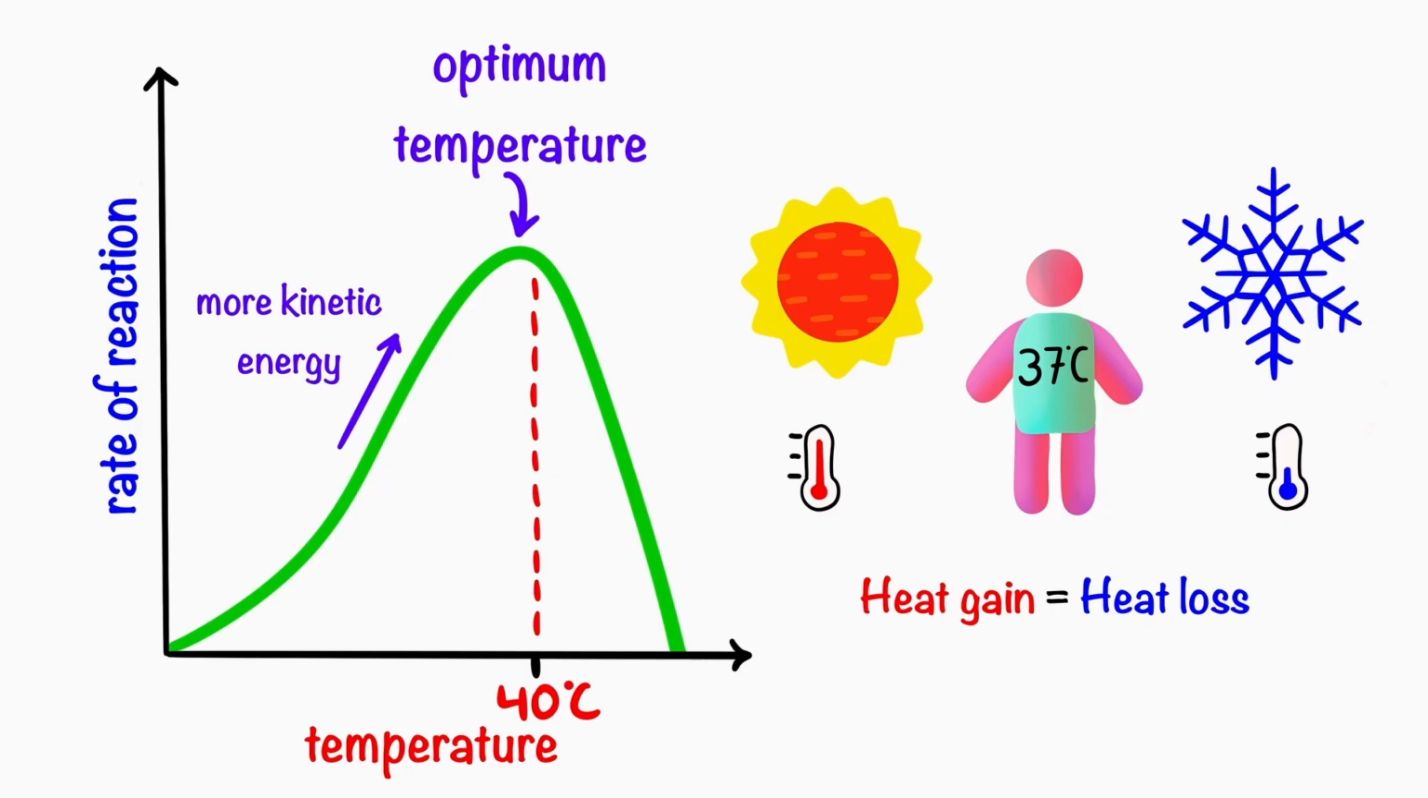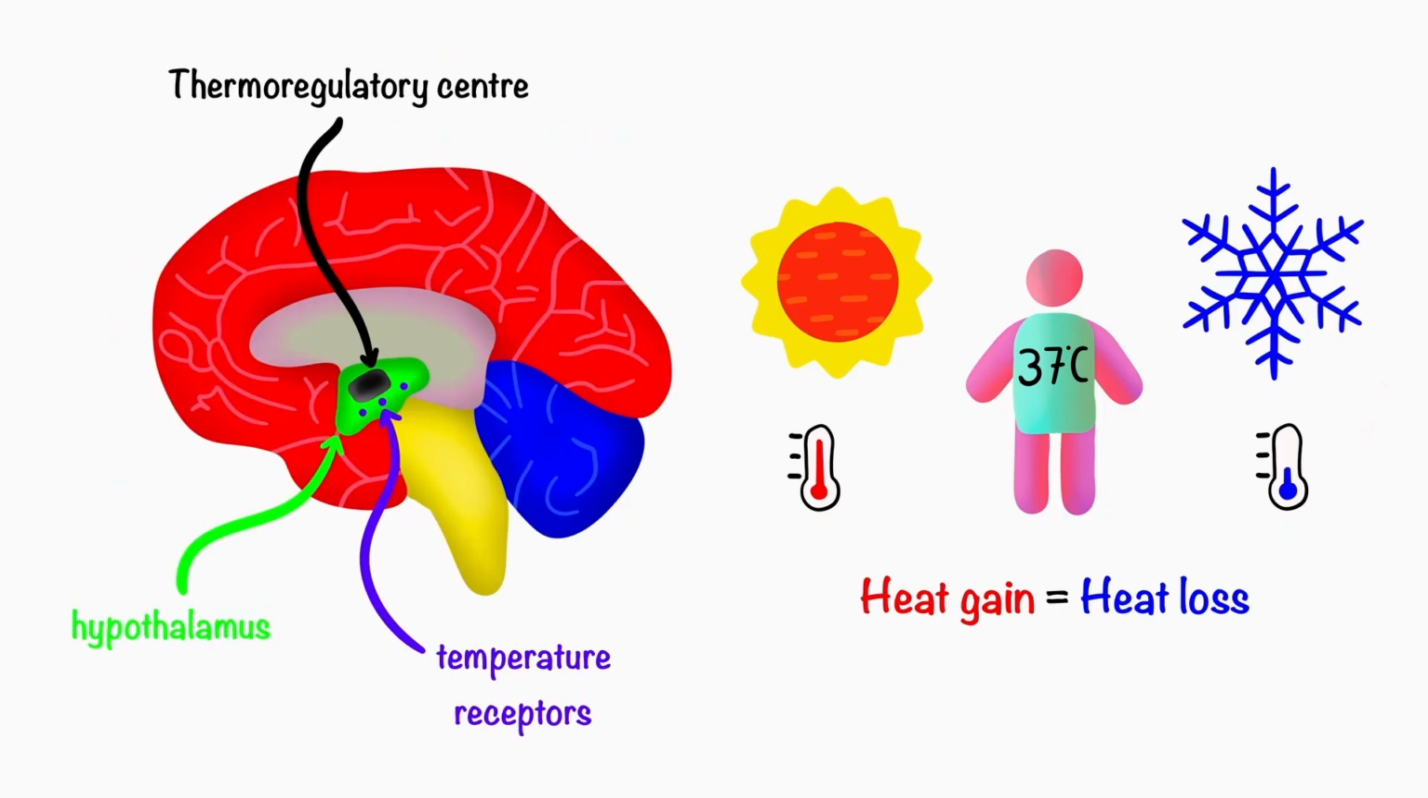To maintain this precise temperature, the body must balance the energy gained through respiration with the energy lost to the environment. This balance is controlled by the thermoregulatory center in the brain. Located in a region called the hypothalamus, this center contains receptors that are sensitive to the temperature of blood flowing through the brain. The thermoregulatory center also receives information from temperature receptors in the skin. These provide early warning of changes in external temperature before they affect the core body temperature.